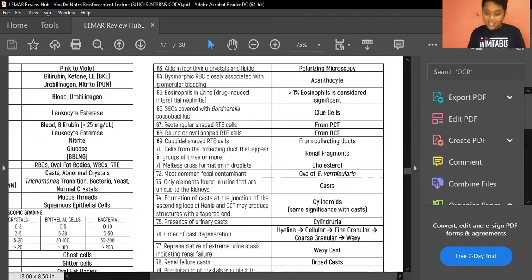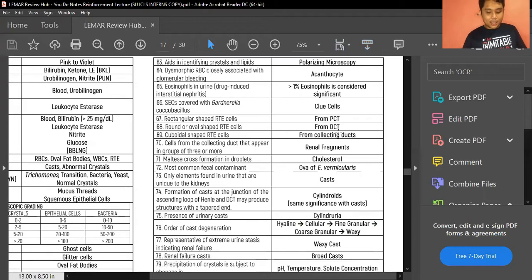Squamous epithelial cells covered with Gardnerella, coccobacillus, of course, it's your clue cells, and it's one of the significant squamous epithelial cells. All right, the clue cells. Rectangular shape RTE comes from the proximal convoluted, and round or oval comes from the distal convoluted. So take note, the proximal is columnar, its cells are rectangular, and round or oval is from the distal. And cells from the collecting duct appear in groups of 3 or more, renal fragments. If cuboidal ang shape sa RTE, it's from the collecting duct. So letter C, cuboidal, comes from the collecting ducts.